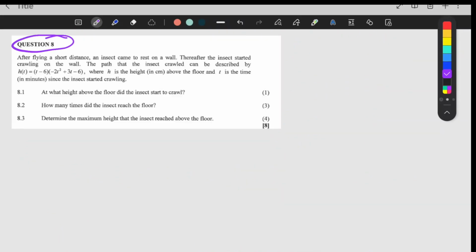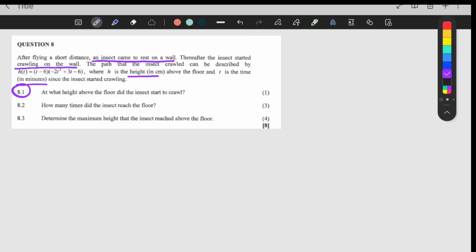Question 8 says, after flying a short distance, an insect came to rest on a wall. Thereafter, the insect started crawling on the wall. It was flying a short distance and it rested on the wall and then it crawled. The path that the insect crawled can be described as this function. That's a cubic function, where h is the height in centimeters above the floor and t is the time in minutes since the insect started crawling.